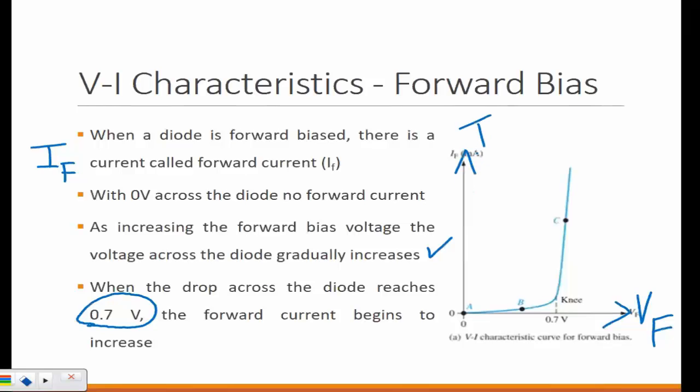This curve is drawn between forward voltage versus forward current, meaning that this curve is voltage on the diode versus current through the diode. It's not your supply voltage. It's not what you are providing. It's voltage on the diode.